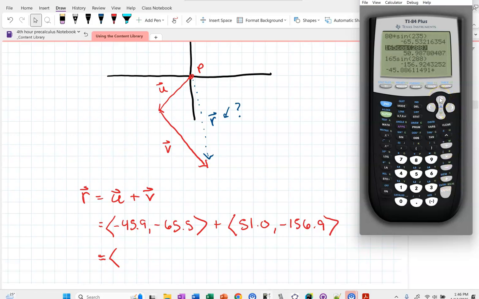So I took my negative 45.9 and add my negative 65.5. So I get... Oh, that wasn't what I wanted to add. Oh, dear goodness. Now I really made a monkey of it. All right, we had 80 cosine 235 plus 165 cosine 288 is what I really meant to add. There we go. And then I had 80 sine 235 plus 165 sine 288. So that.